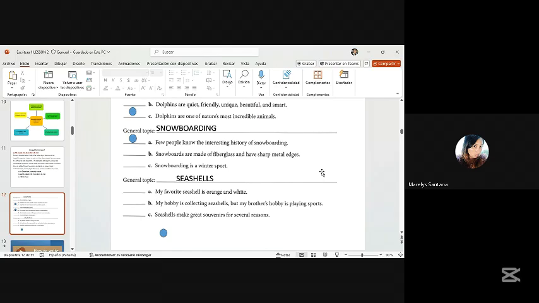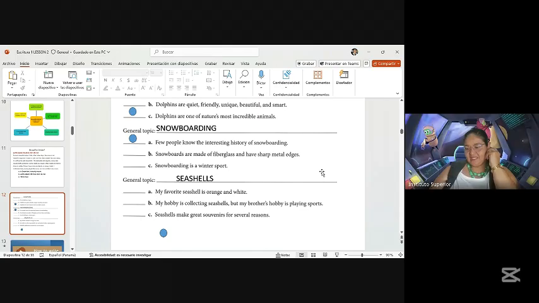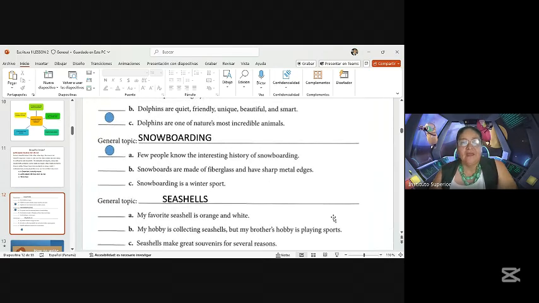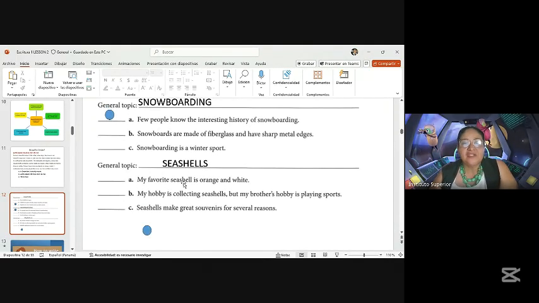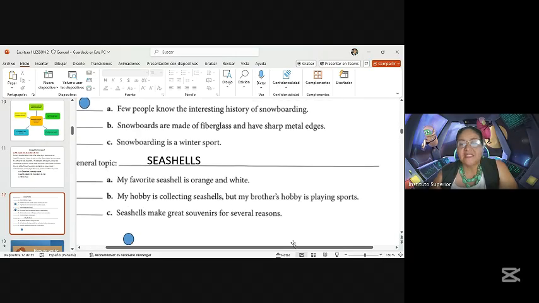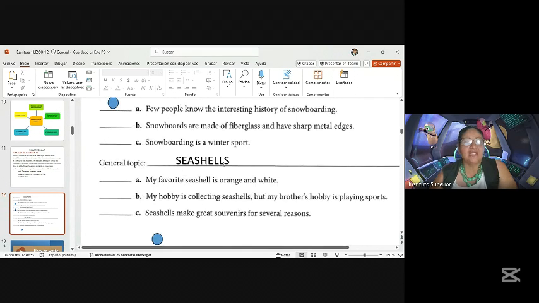I said it's C. Why is C? Okay, what happened? Let me do something. What happened with "my favorite seashell is orange and white"? It's too specific. My topic is seashell and I'm telling it's orange and white. So I'm describing only the seashell and that's all. Okay.